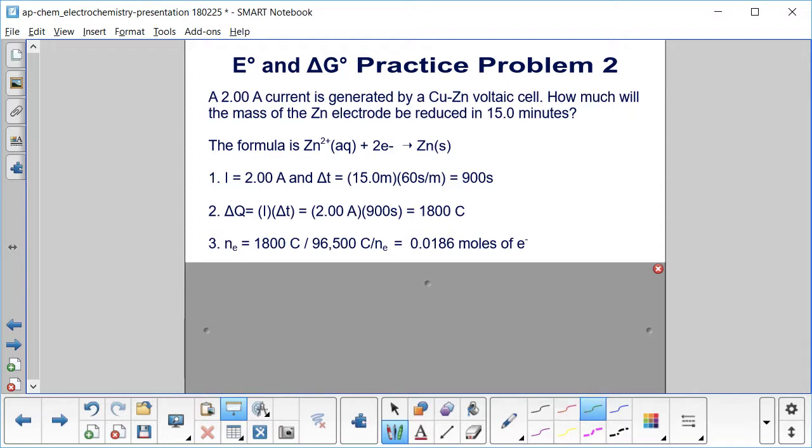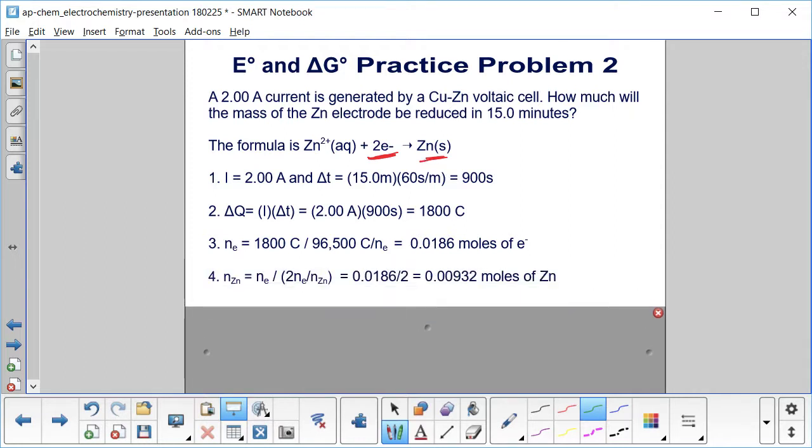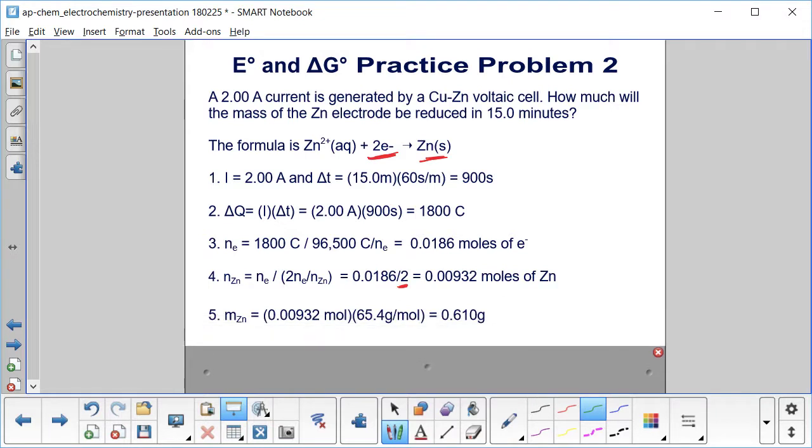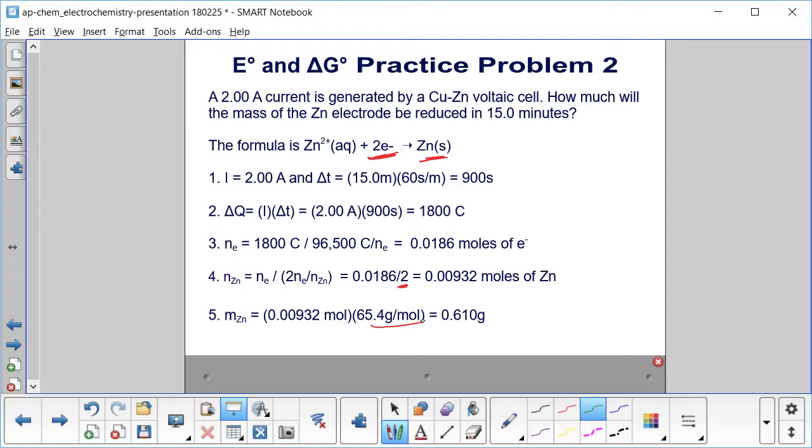Then we need to use the stoichiometry here that says twice as many electrons are produced as zinc metal is consumed, or the other way around, half as much zinc metal is consumed as electrons are produced. And so I'm going to divide my moles of electrons by 2 to get 0.00932 moles of zinc. And I can convert that to grams using the molar mass of zinc here. 0.610 grams of zinc should leave the zinc electrode in its oxidation in a time of 15 minutes.